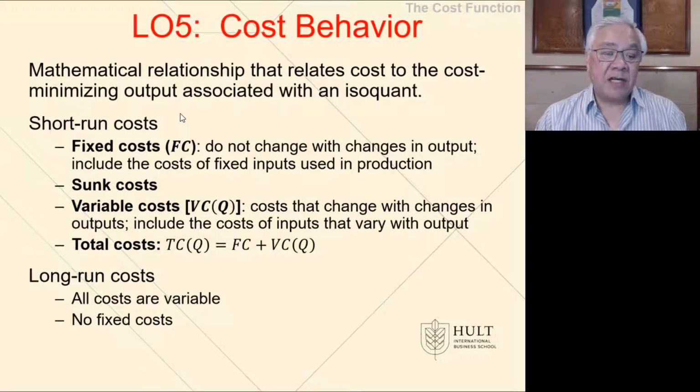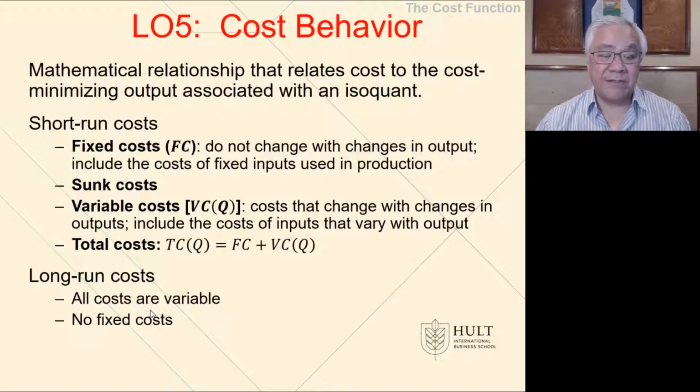Learning objective 5 is cost behavior. We've seen these terms before because we're looking at the mathematical relationships between fixed costs and variable costs. So in the short run, we have fixed costs, things that don't change, sunk costs, which are costs that are spent in the past, variable costs, which change with each unit change in the unit's production, and total is simply adding together the variable and fixed.